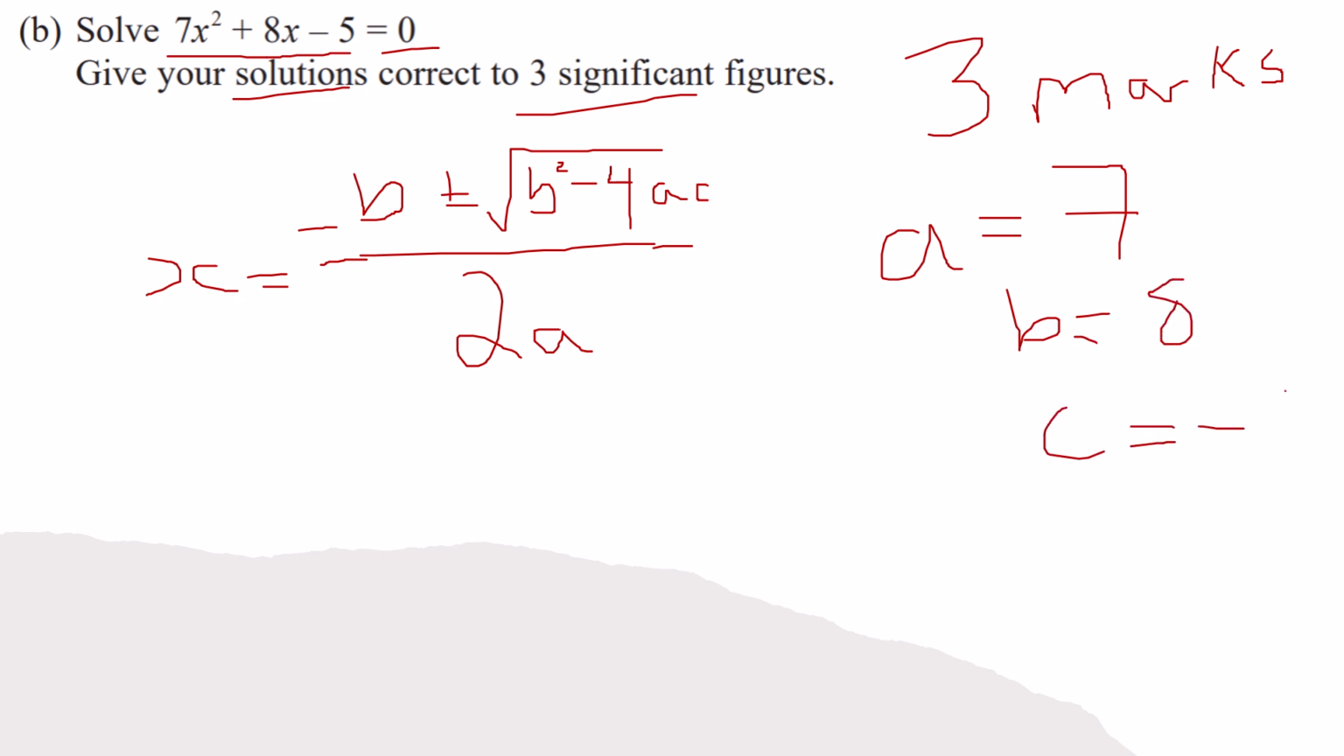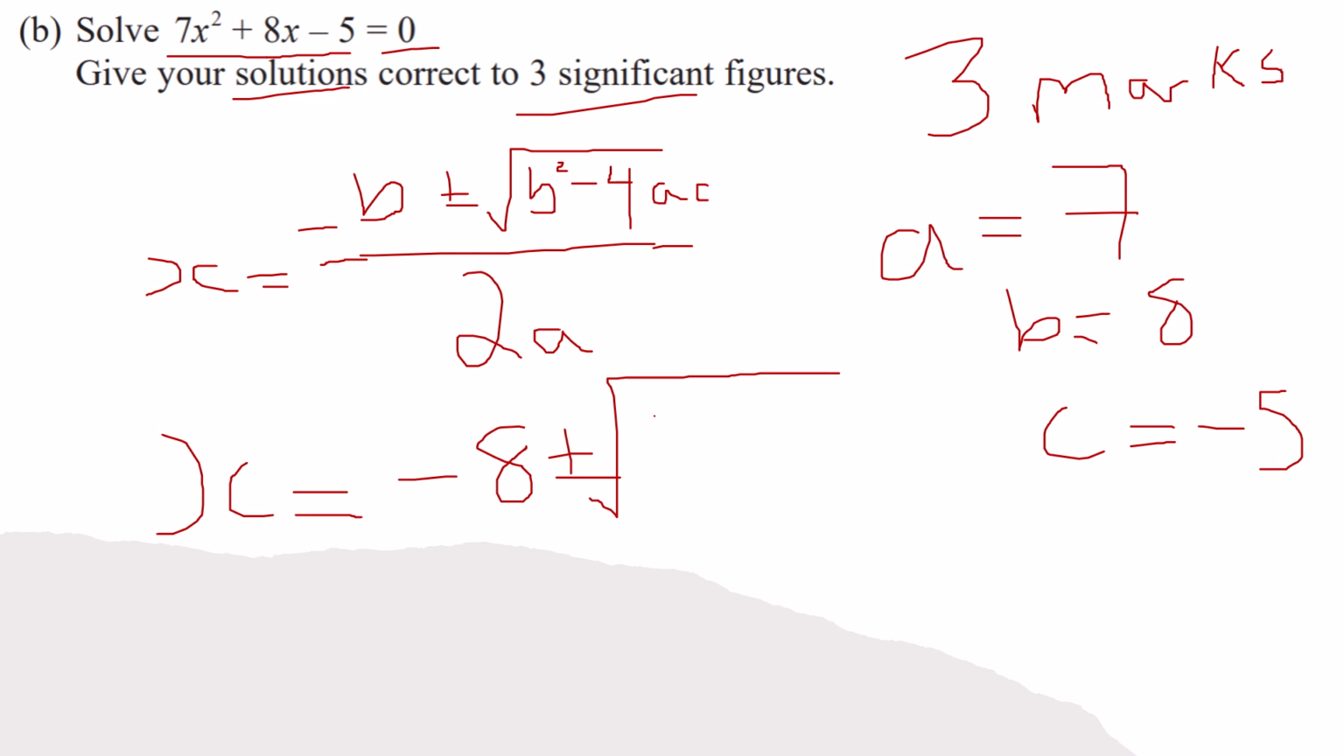I'm now going to plug these into my formula, and I'm going to get two solutions. So x is equal to minus b, so minus 8, plus or minus the square root of b squared, so that's 64, minus 4 times 7, that's 28, times minus 5, it's going to be a plus, so plus 120. Again, do it in your calculator if you're unsure about any bits. And over 2 times 7, so that's 14.